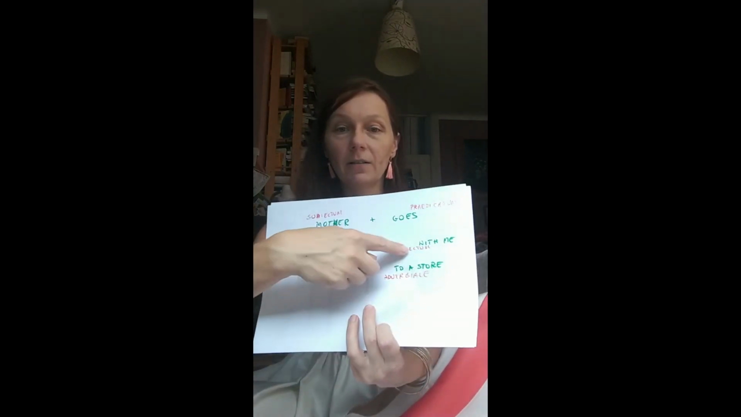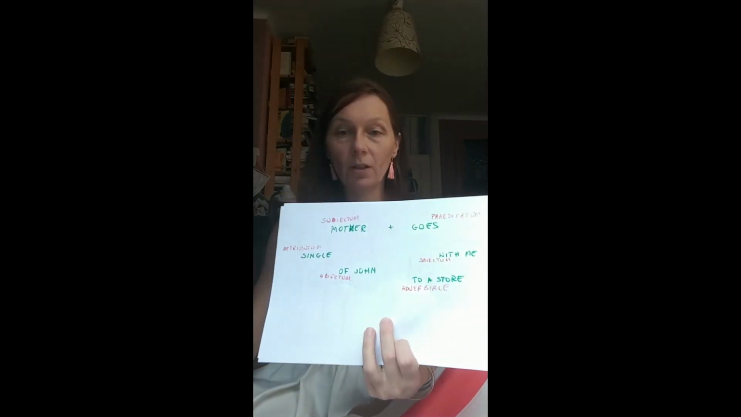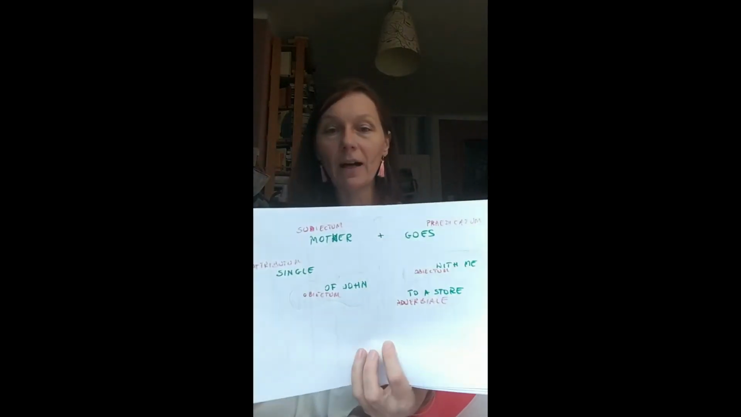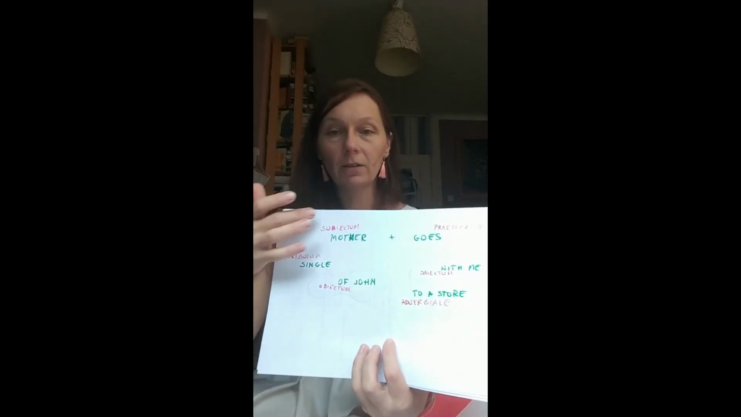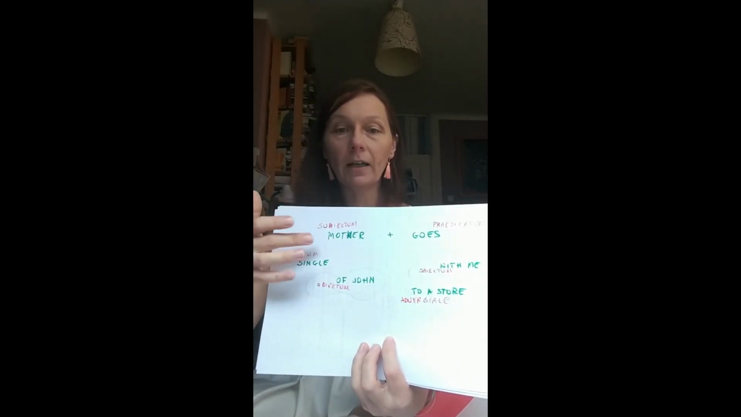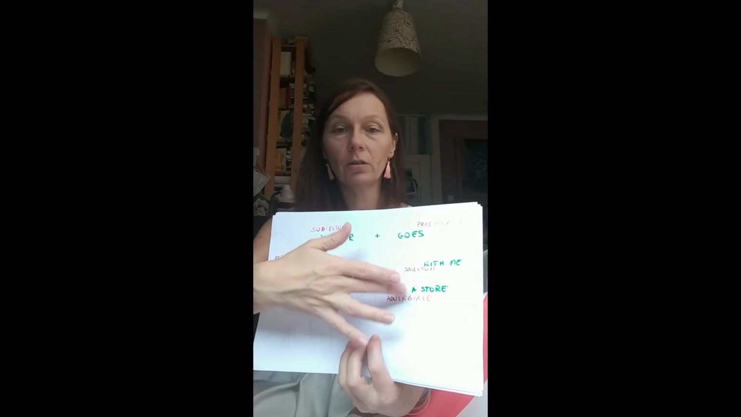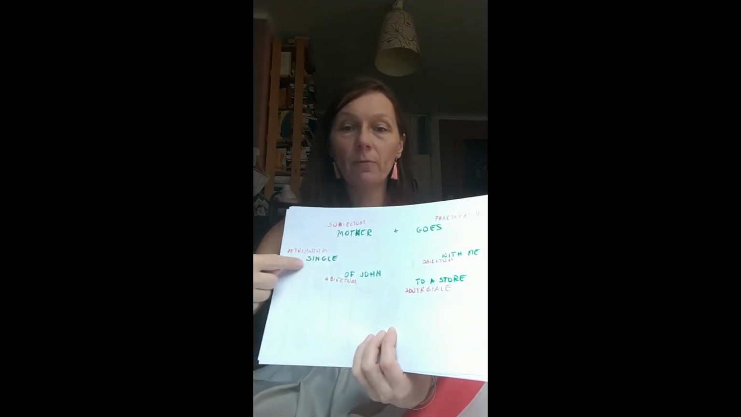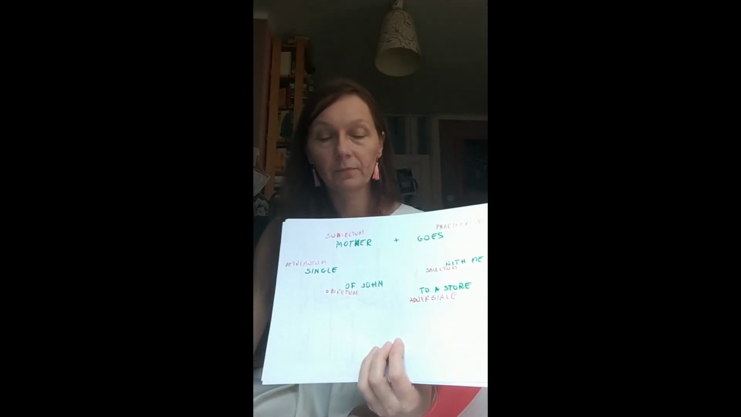But here I put to show you that the object goes here or here. So here is of John. For example, a mother of John. I didn't put the article here. Okay, a mother of John goes, a single mother of John goes with me to a store. So now with me is an object and of John is an object.